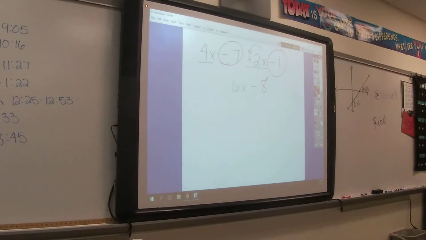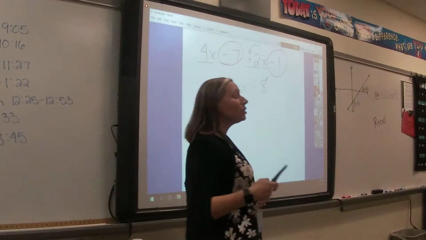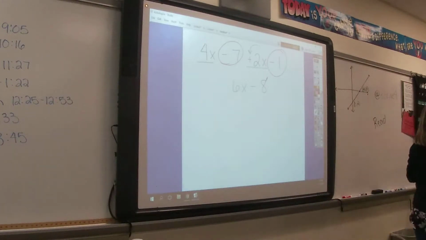Is that an equation or is that an expression? What's the difference? Equations have equal signs. Equations are something that give us directions to solve, right? We're wanting to solve for something. Expressions are statements without an equal sign.